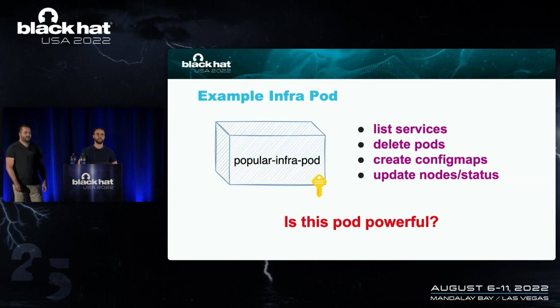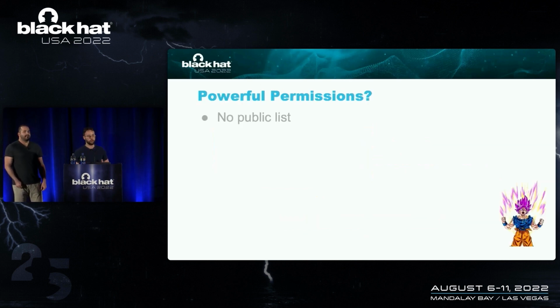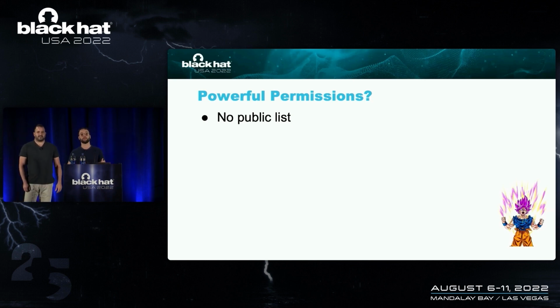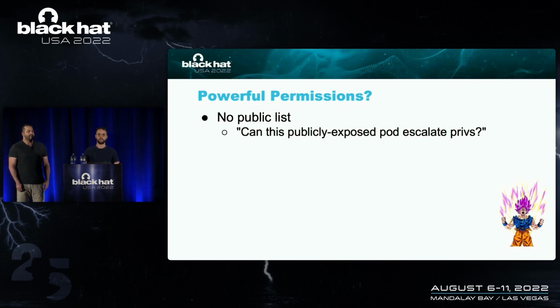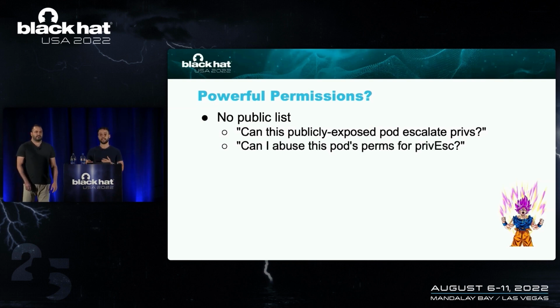We looked into the Kubernetes documentation. We tried Googling it. We looked into previous security talks about Kubernetes. And we quickly realized that there is actually no public list of powerful permissions in Kubernetes. Now, that is actually quite scary, because without knowing which permissions are powerful, you can't really answer basic questions about privilege escalation, right? If I'm a defender, I can't really know if my publicly exposed pod can actually escalate privileges if I don't know if its permissions are powerful. And as an attacker, once I get a set of compromised credentials, I can't tell if they're valuable or not if I don't know which permissions are powerful, right?